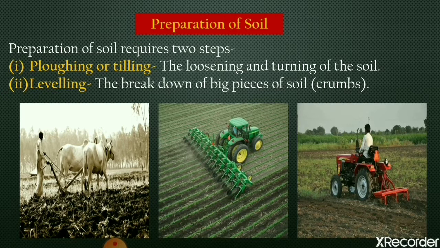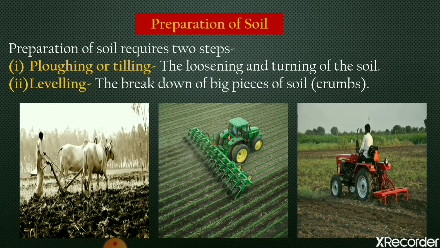Next one is the turning of the soil, means nutrient rich soil which is present at the lower level comes to the top level. Okay, so it will be easily available to the plants. That is why this process is very important. Preparation of soil is very important. When soil is not prepared well, then plants will not grow properly, crops will not grow properly.